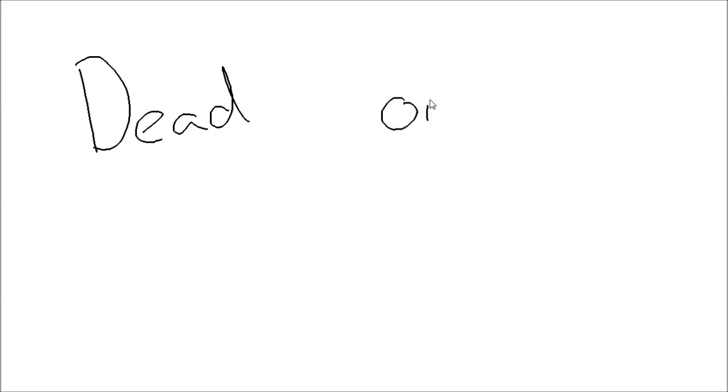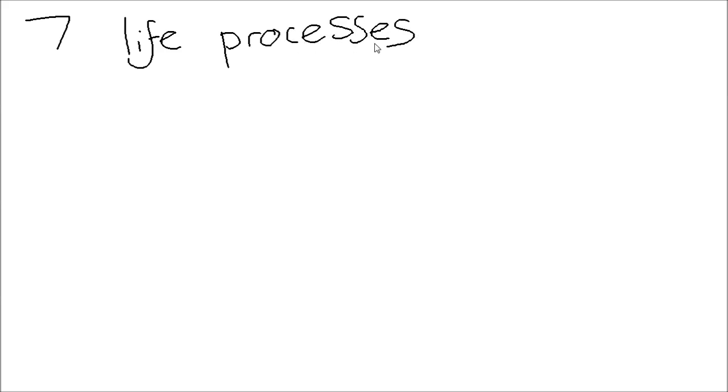So we have to decide whether an organism is dead or alive. And it's actually a far more difficult thing to work out than you might think. At a certain level, we can work it out by looking at these 7 life processes. And what these are, the 7 things which life does. And they're pretty easy to remember.